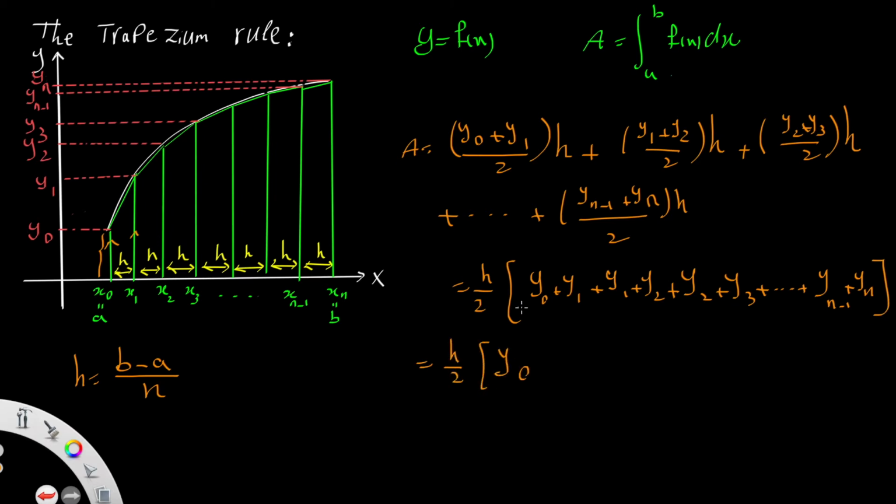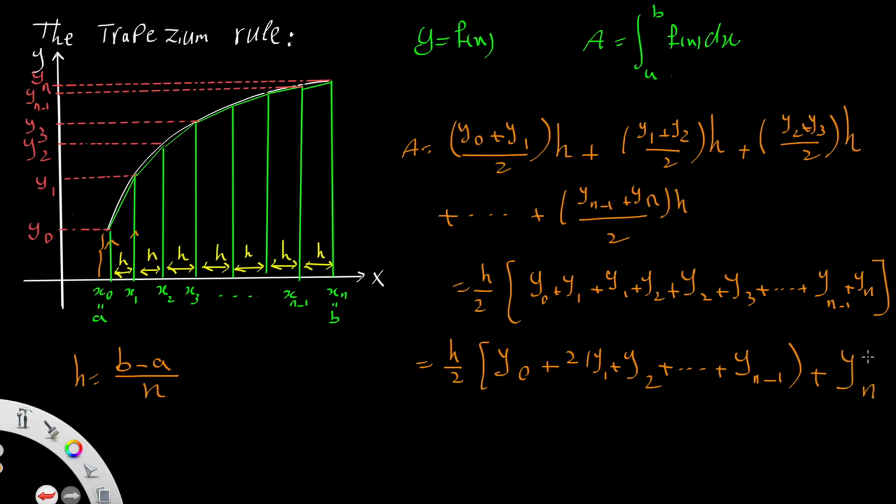Now, y0 is actually repeated once. As you see, this wall is one of the parallel sides of the first trapezium only. But the interior sides are all repeated twice. Why? Because this y1 is one of the sides of the trapezium on the left-hand side as well as the right-hand side. That's why all these interior sides, from y1 to y(n-1), are repeated twice because they belong to two trapeziums. So I write 2 times (y1 plus y2 plus ... until y(n-1)). Then the last one, yn, is actually unique.